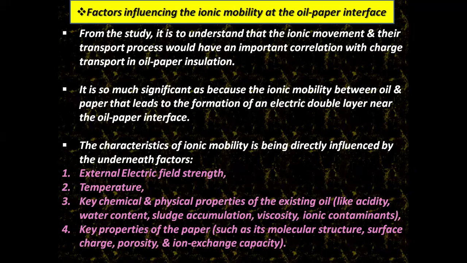1. External electric field strength. Number 2. Temperature. Number 3. Key chemical and physical properties of the existing oil, like acidity, water content, sludge accumulation, viscosity, ionic contaminants. Number 4. Key properties of the paper, cellulosic paper rather, such as its molecular structure, surface charge, porosity, and ion exchange capacity.